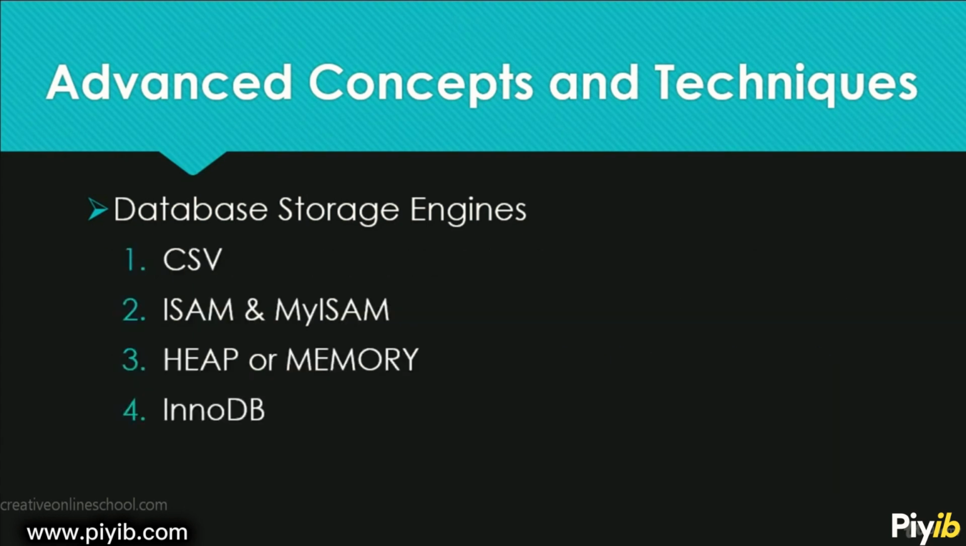In short, database storage engines are the things that power the queries that we run. Just like you have different engines in a sedan or a race car or a diesel, because of the different purposes of those vehicles, databases can have different storage engines depending on their best use case. There are 4 primary database storage engines: CSV, ISAM and MyISAM, Heap or memory, and InnoDB.